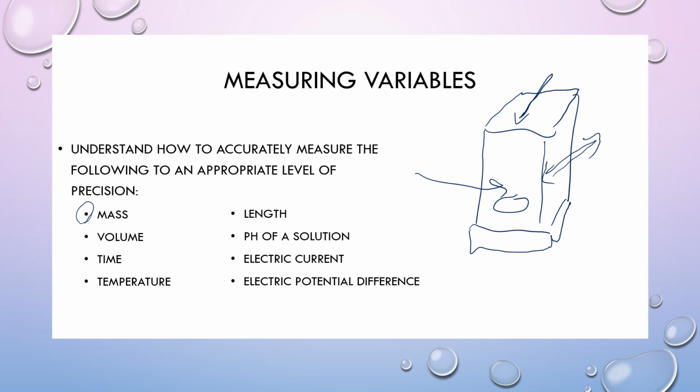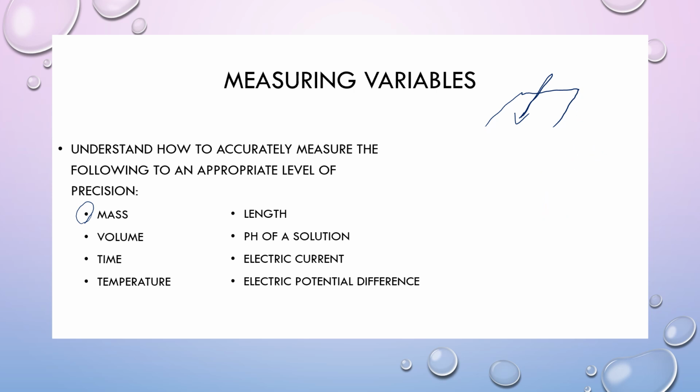So be aware of that for mass. And again, with the digital, you want to record all available digits for your measurement. Now for volume, typically you're going to see milliliters for the amounts that you're using for a typical chemistry lab, but it could be liters.